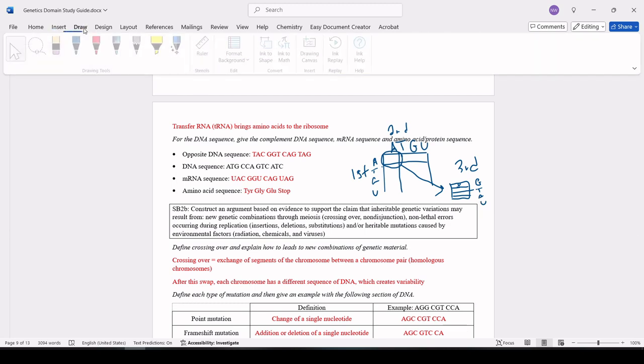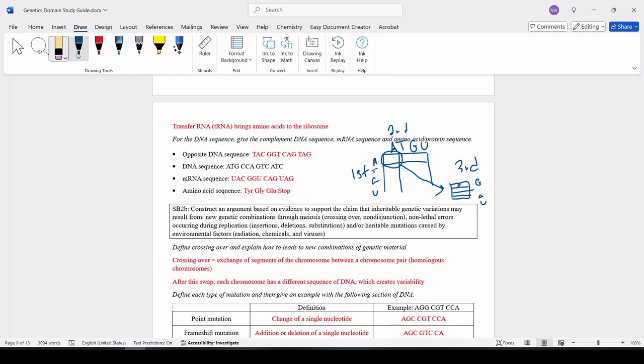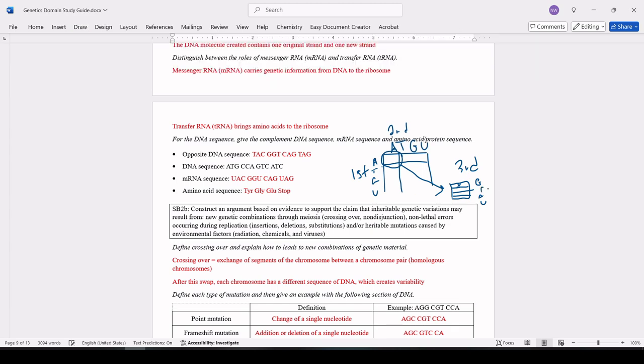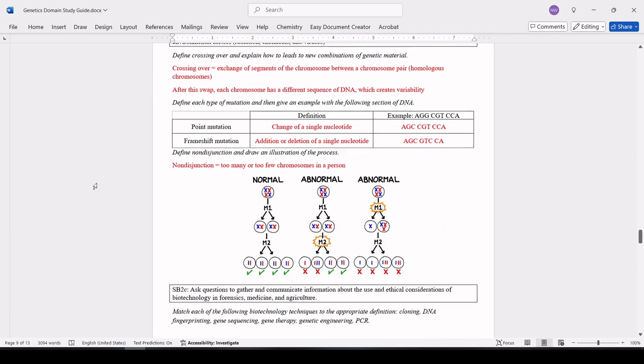I just realized I wrote the wrong thing here. This should be C. So hopefully that makes a little bit of sense. It's kind of hard to envision without the actual codon chart, but the codon chart will be provided for you. Just remember that it's first on the left, second on the top, and third on the right. All right, so now we're going to move into mutations.